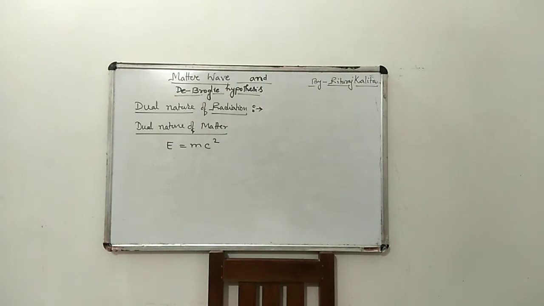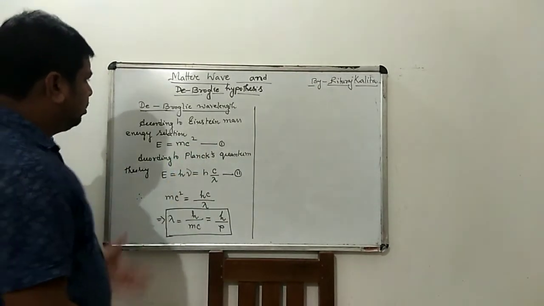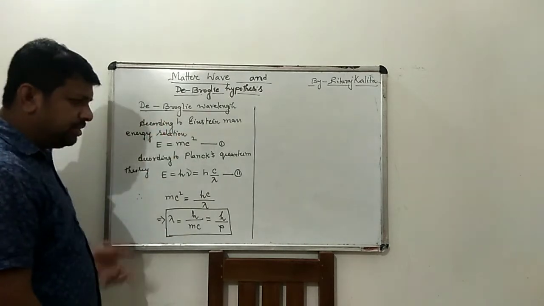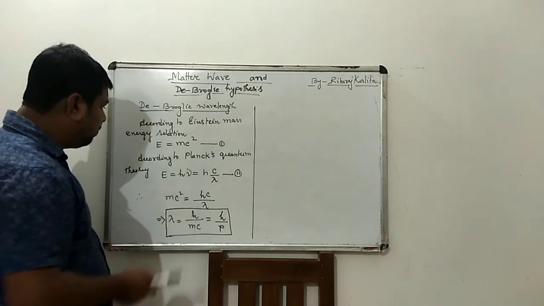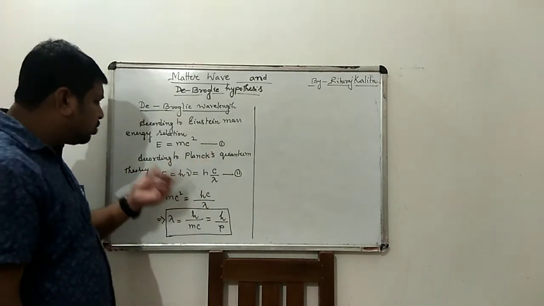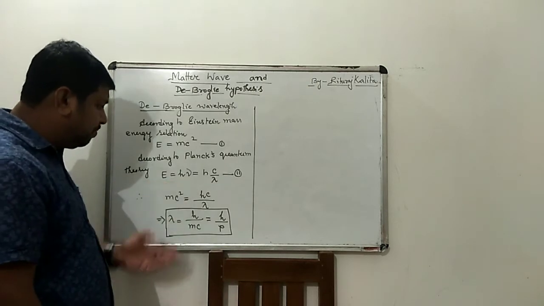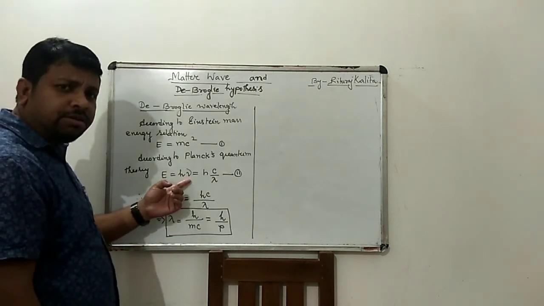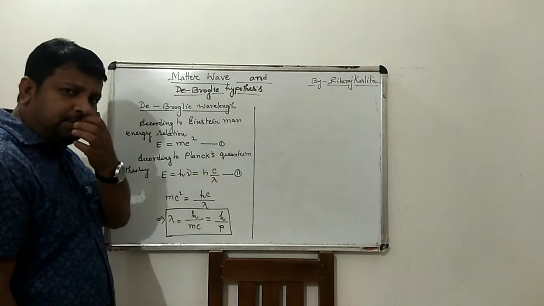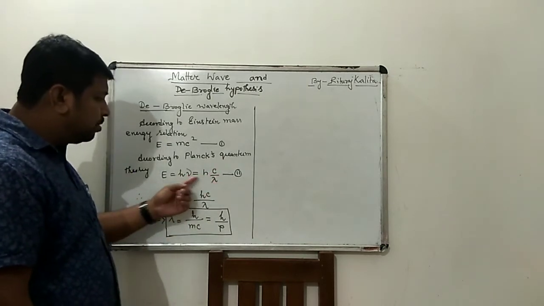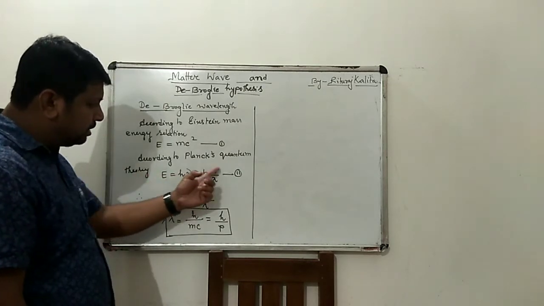Here you see de Broglie wavelength. So according to Einstein's mass-energy relation, we know E equal to mc square. Again, according to Planck's quantum theory, already discussed in the last class, E equal to h nu. Nu means frequency. This frequency equals c by lambda, that means c equal to nu lambda. So nu equals c by lambda, lambda means wavelength. So it will become hc by lambda.